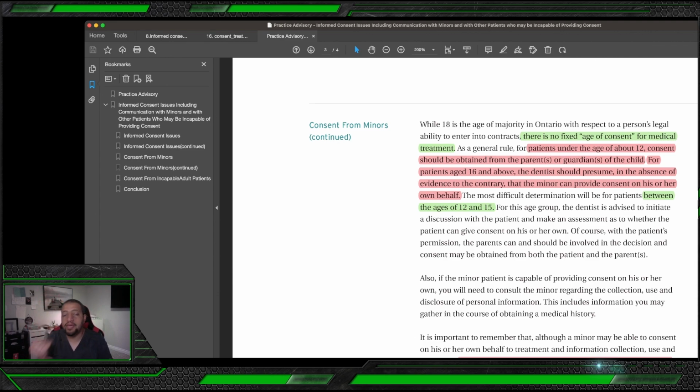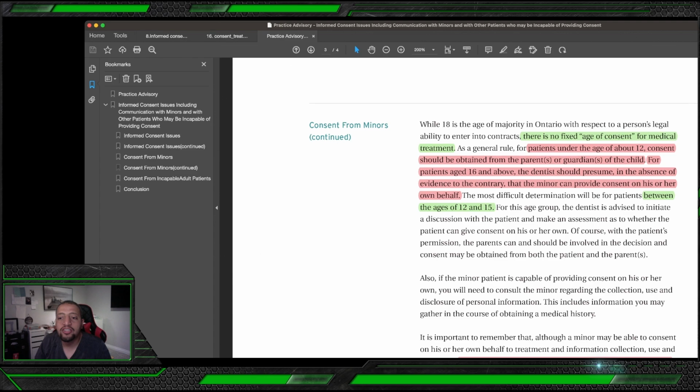And for 12, you should take consent from the guardian or the parents. So the tricky part here: for a patient under the age of 12, consent should be obtained from the parents or guardian of the child. For a patient age 16 or above, the dentist should presume, in the absence of evidence to the contrary, that the minor can provide consent on his or her own behalf.